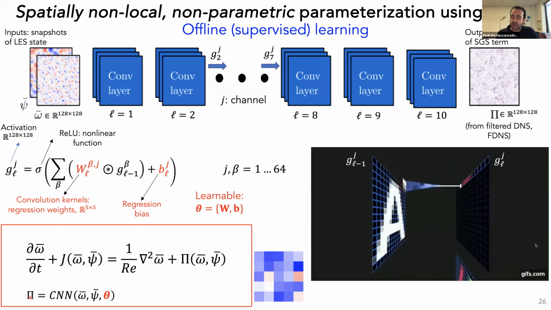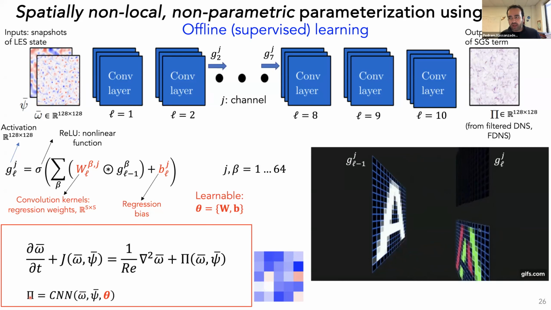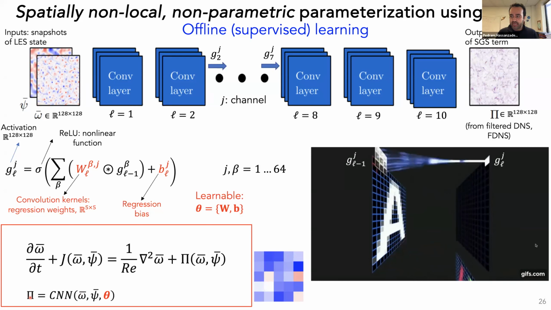Once the CNN is trained, for unseen samples it can predict the pi term. So we can couple it to a LES solver and do a simulation. This is basically supervised learning, or sometimes called offline learning, because we trained the CNN and then coupled it to the numerical solver. As you can imagine, you can have an online learning approach where you train a CNN as the simulation is done. That approach has its own advantages and disadvantages.